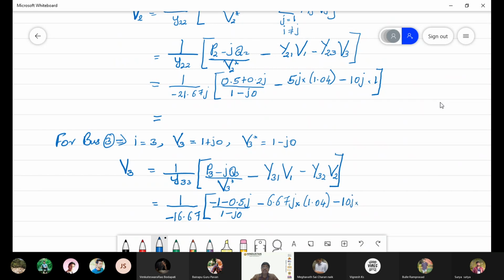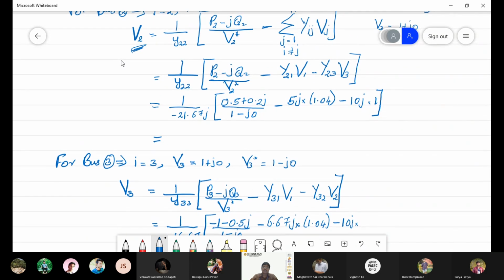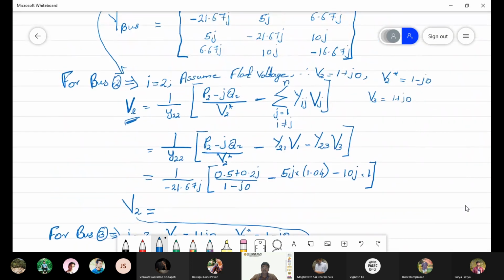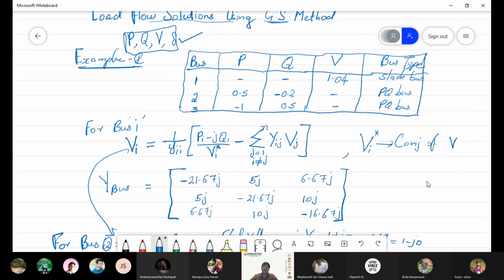10j multiplied by, listen here, V2 is the value we obtained earlier, right? So you got the value, no? This V2 value only we have to substitute here. What we have to do is substitute that value here, right? So once we are able to substitute, we'll get the value of voltage, right? So that is the end result of V2 and V1, right? So the question is, we need to find the voltage at the end of our first iteration using the Gauss-Seidel method. Therefore, we can find the voltages at the end of the first iteration.